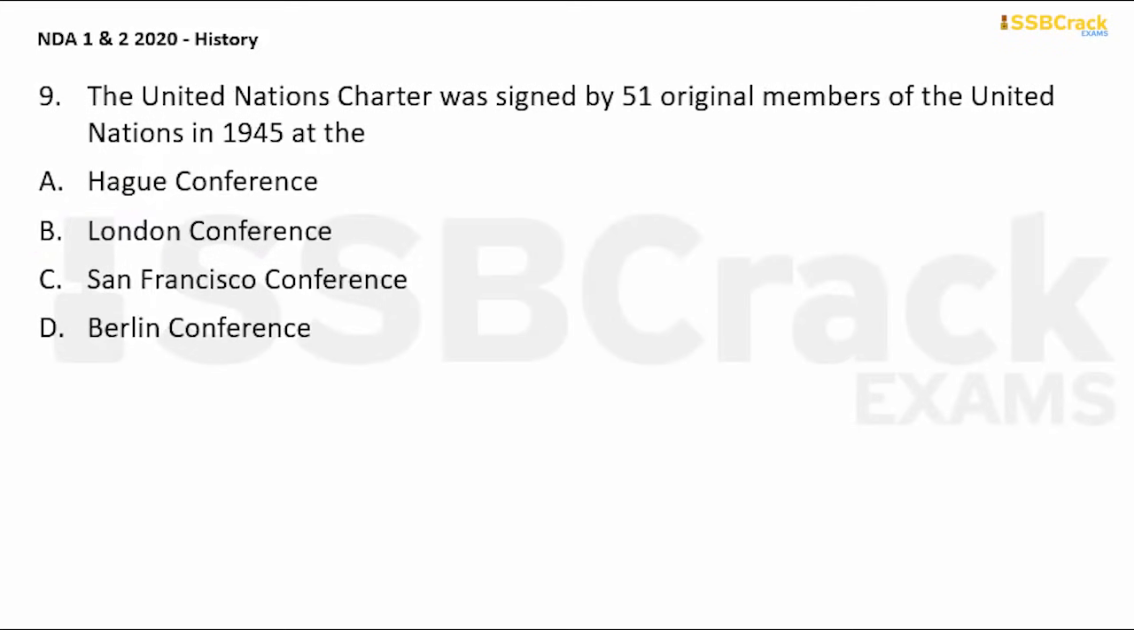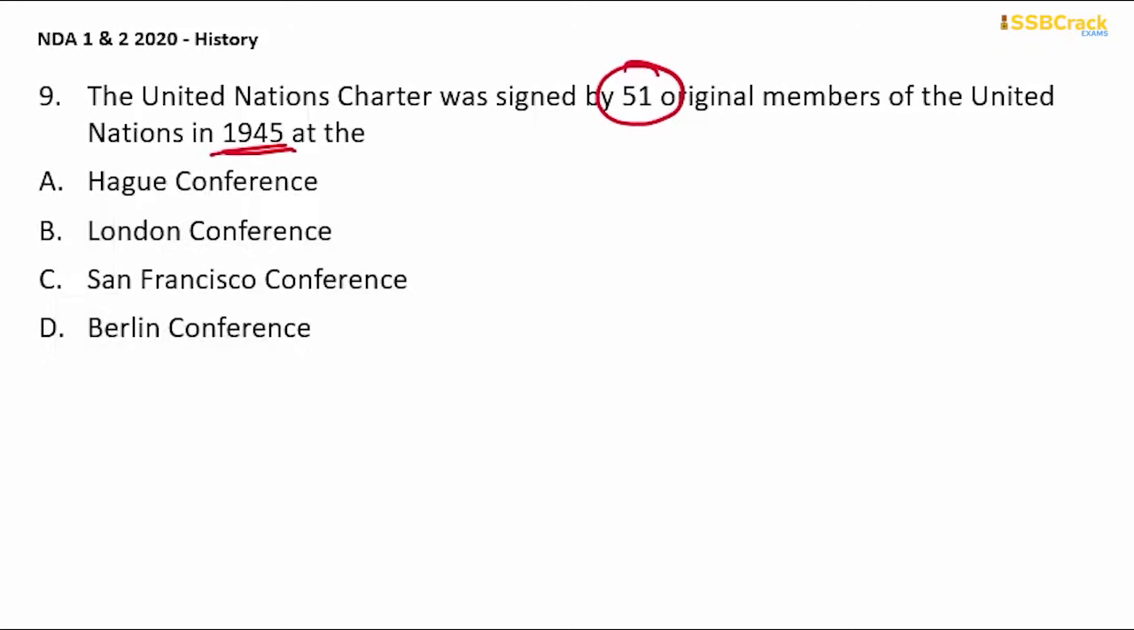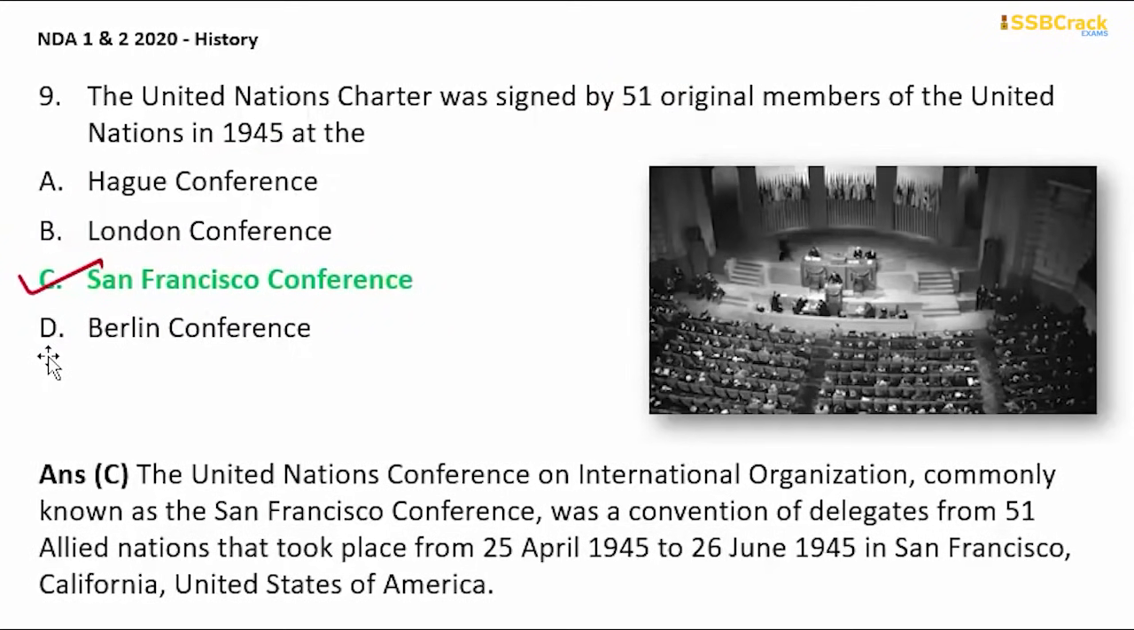Now, the next question is, the United Nations Charter was signed by 51 original members of the UN in 1945 at the Hague Conference, London Conference, San Francisco Conference, or Berlin Conference. So the correct answer is the San Francisco Conference, the United Nations Conference on International Organization. It is commonly known as the San Francisco Conference. It was a convention of delegates from the 51 original allied nations, and this conference took place from 25th April 1945 to 26 June 1945 in San Francisco, United States of America.